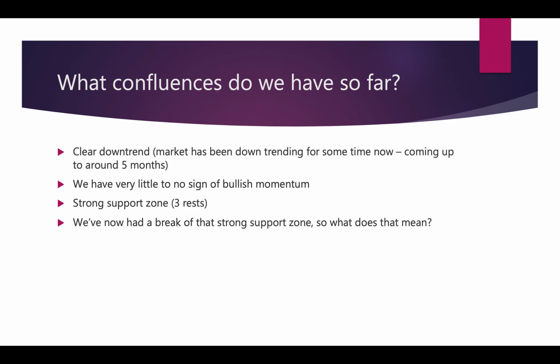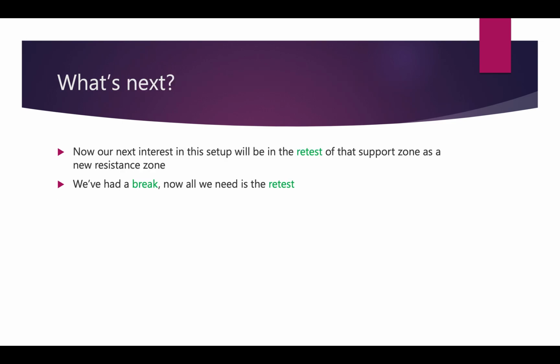So what does this mean? We've still got strong bearish momentum all the way up to date to where I showed you the last chart. So we know the bearish momentum's still there. We're still looking for that sell. So what's next? Now, our next interest in this setup will be in the retest of that support zone. Because remember, we've got a break, we haven't got the retest. And this is called the break and retest strategy, all right? So we're looking for a retest of that support zone as new resistance, all right?